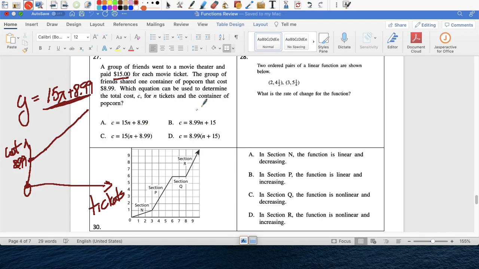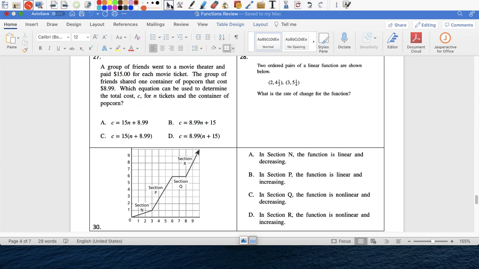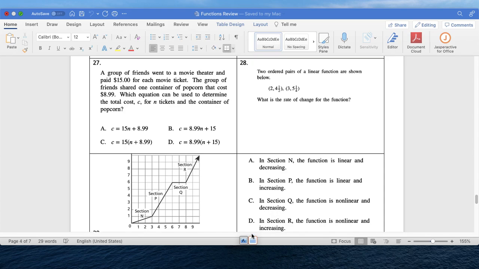So is there any equation that looks like that? Well, this is out because it's not $8.99 per ticket. This is also out. So it's either A or C. So this one looks very much like what we have here: $15 times n, the number of people, plus your bag of popcorn. So 27 is A.